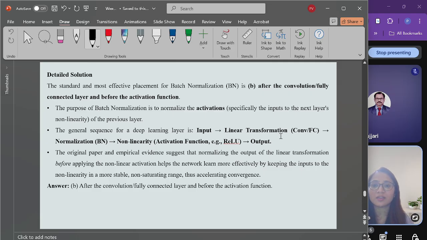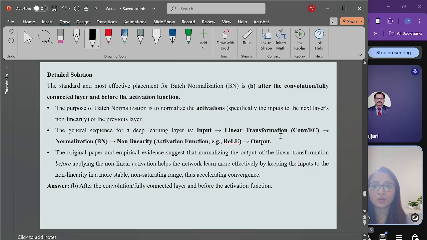So in general, the sequence for the deep neural network is input layer, then linear transformation, that is convolution or fully connected layer, then batch normalization, then non-linearity, that means activation function, then output. So this is a general sequence for any deep learning network. That is a standard deep learning network.